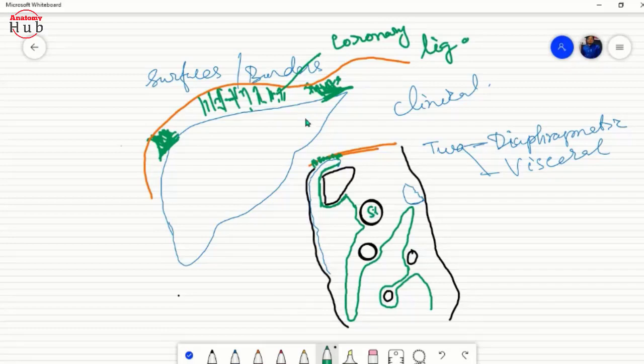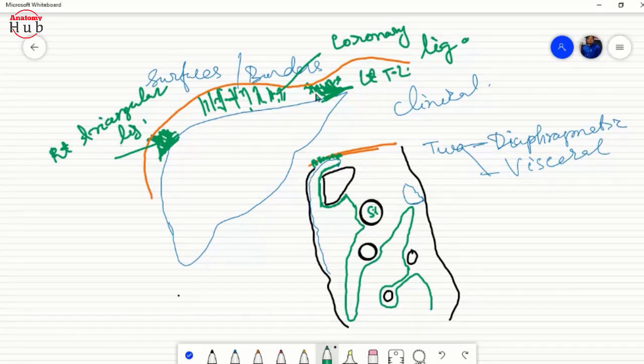And on this side you will find the folds of peritoneum that connect from the liver to the diaphragm. That will be the right triangular ligament. And this will be your left triangular ligament. Fine. So these three ligaments. The right triangular ligament is also called the dextrum, right? Yes, yes.